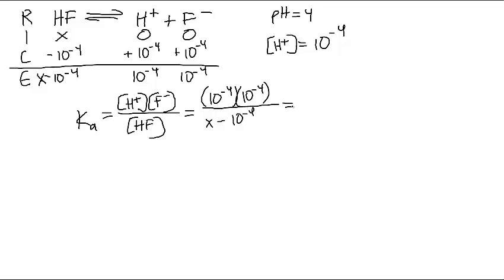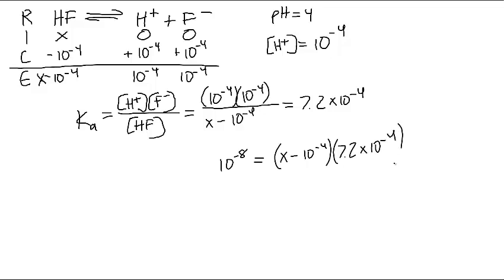And then where would I get the Ka value to set it equal to? From the blue sheet, 7.2 times 10 to the negative 4th. So now I get 10 to the negative 8th equals X minus 10 to the negative 4th times 7.2 times 10 to the negative 4th. It's just an algebra problem now, and we could actually solve it.